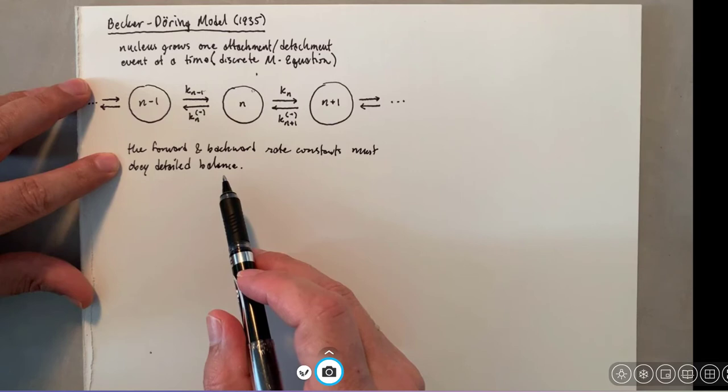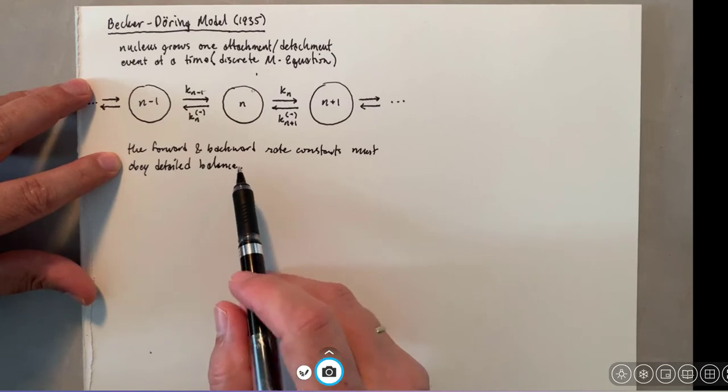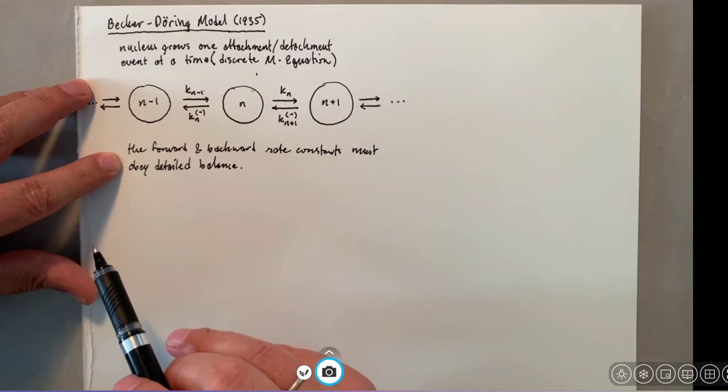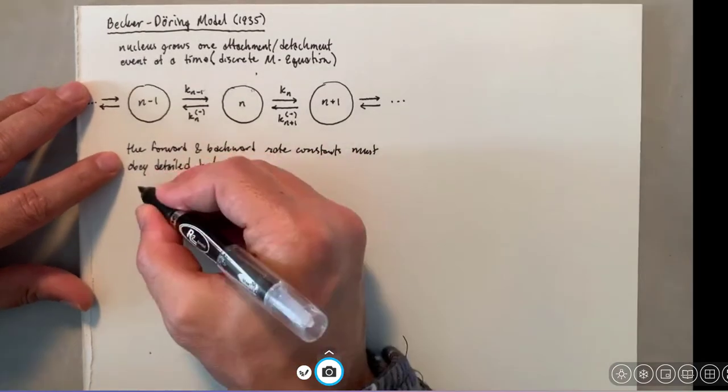We're not using it at equilibrium. We're saying that we know the equilibrium properties of these nuclei. We can use them to enforce a relationship on the forward and backward rate constants that we will then use even when the system is out of equilibrium. Okay, so let's see how that works in practice.